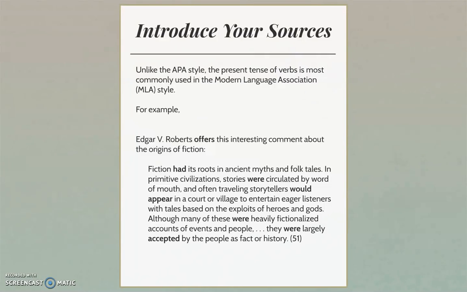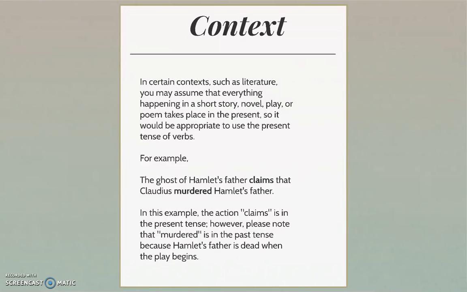In this example, a present tense verb, offers, introduces the paraphrase. However, since Edgar V. Roberts' ideas are based on past events, it is appropriate to establish the primary tense by using past tense verbs, such as had and were. However, in certain contexts, such as literature, you may assume that everything happening in a short story, novel, play, or poem takes place in the present, so it would be appropriate to use the present tense of verbs.